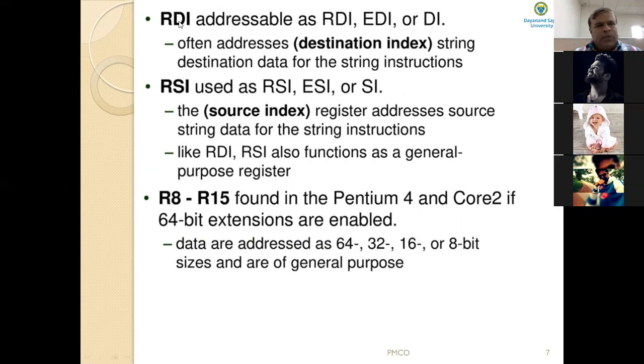Then RDI, a multipurpose register, addressable as RDI, a 64-bit register, EDI, a 32-bit register, or DI. Note that this register is not split into two 8-bit registers. Only the first four 16-bit registers, AX, BX, CX, and DX, are divided into pairs of 8-bit registers. This often addresses string destination data for the string instructions. Here DI stands for the destination index, so it is used to point to the destination string whenever you are working with the string instructions.